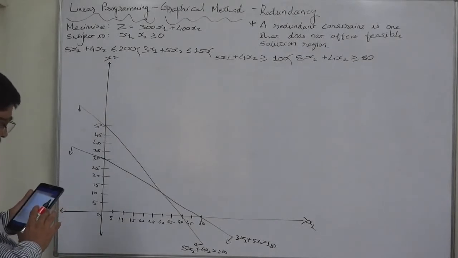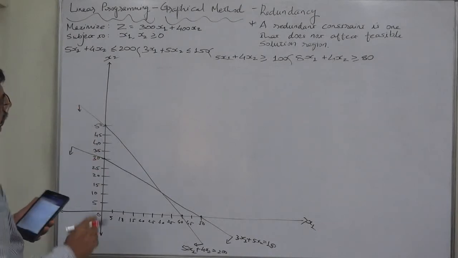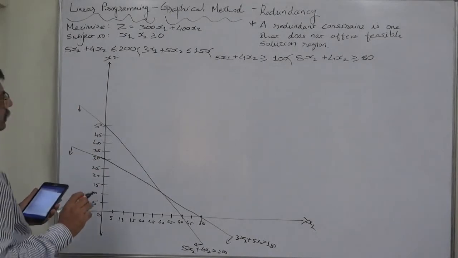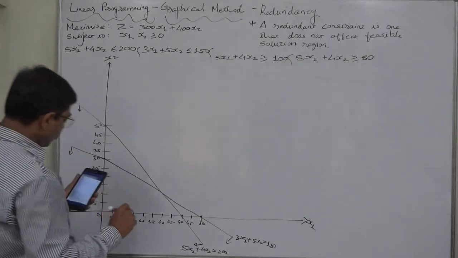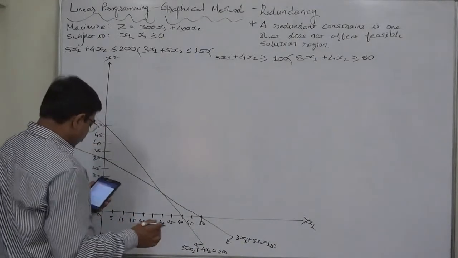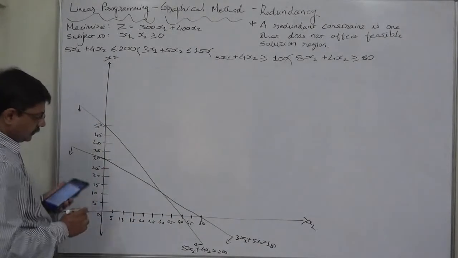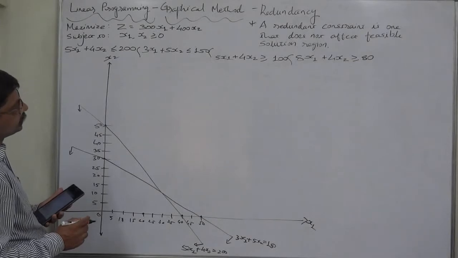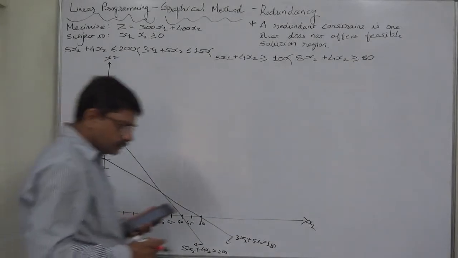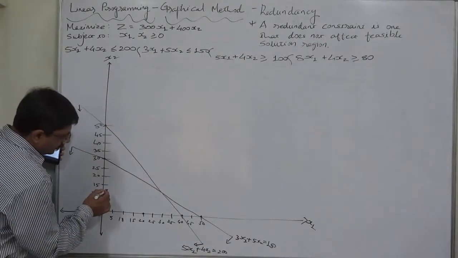Okay, the third is 5x1 plus 4x2 greater than or equal to 100. 5x1 plus 4x2 equals 100 is the equation. Points are x1 20 and x2 25. Yes, let's draw the line.